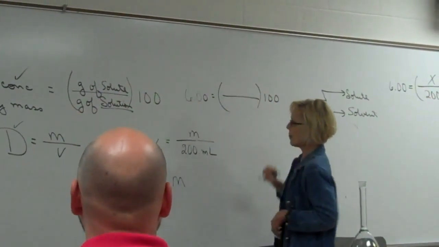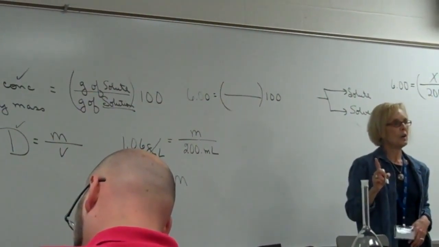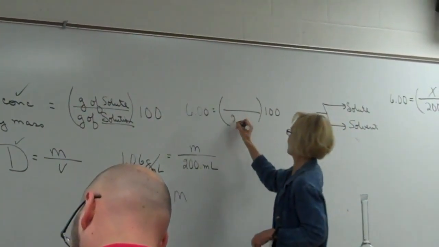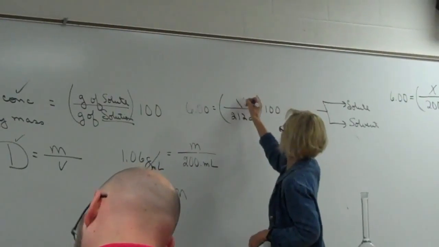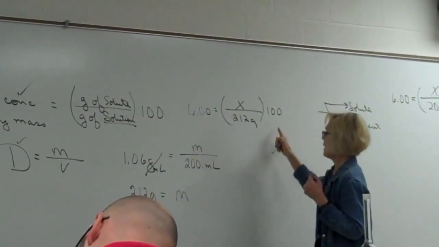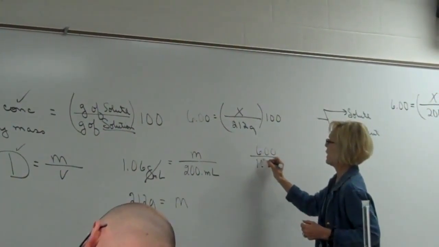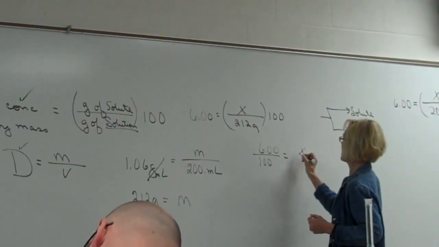Our 100's out there. 212, Charles, where does it go? Top or bottom? Bottom. 212 grams, X goes up there, and nice trick. Divide both sides through by 100.